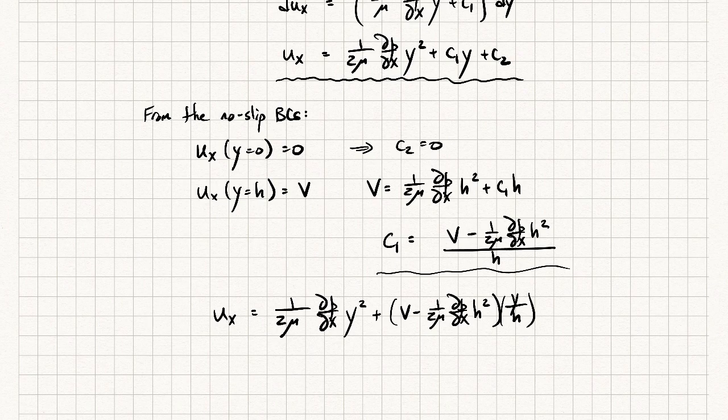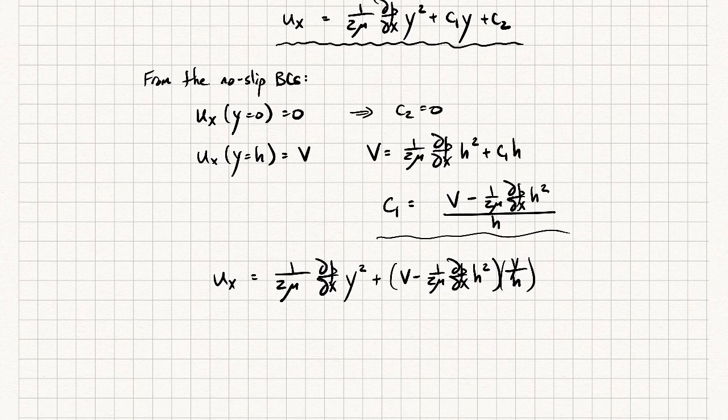All right, I think I've done that correctly. Let me just double check. Okay. So that's what our velocity profile looks like right now. We can clean that up a little bit. Let's rearrange that somewhat.